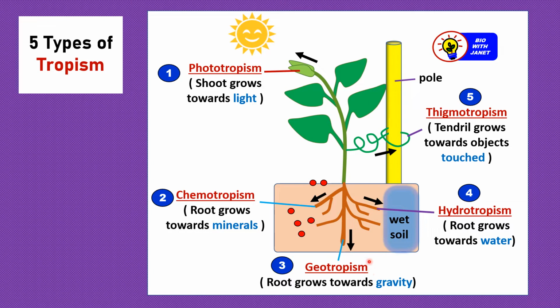In number 3, geotropism, the roots grow downwards towards the direction of gravity, and that is usually to help the plant obtain more water. Now, in hydrotropism, roots grow towards water sources, or towards the part of the ground that is damp or moist compared to other parts. Now, in thigmotropism, the tendrils grow towards objects that are touched in order to obtain support for the plant.